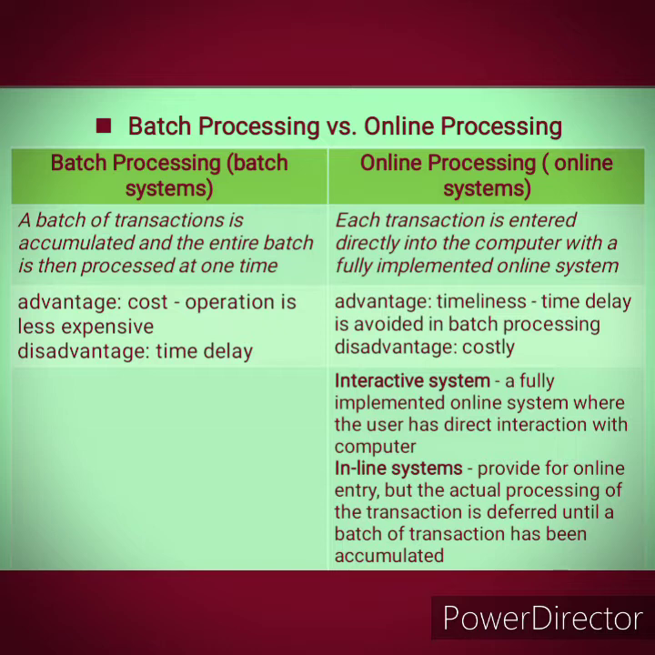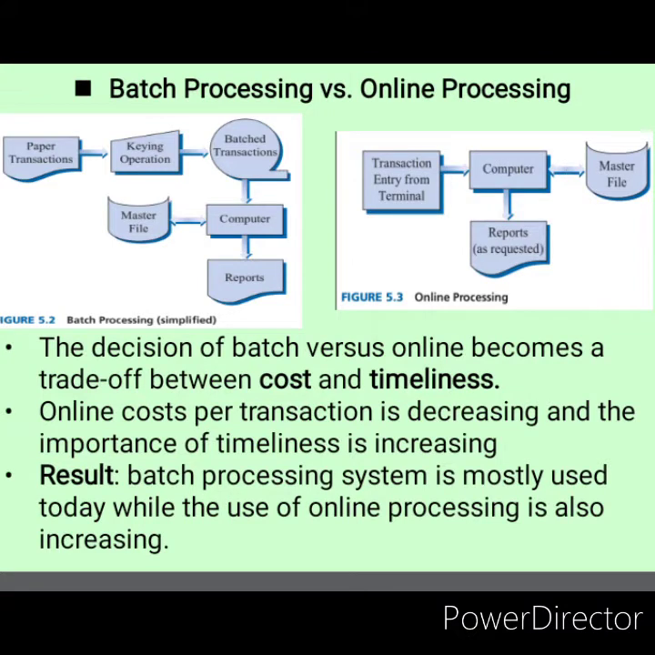While online processing or online system, each transaction is entered directly into the computer with a fully implemented online system. An example of this is timeliness. Time delay is avoided in online processing, but the disadvantage is that it is costly. So this is a result of batch processing versus online processing, which is determined in the two figures above, and the result is that batch processing systems are mostly used today while the use of online processing is also increasing.